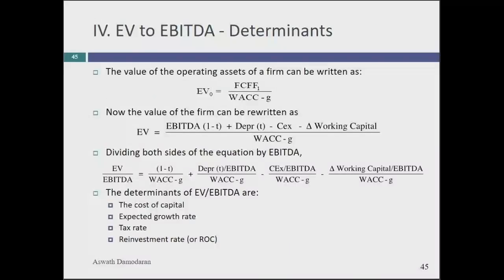While we're on this, we might as well deal with EV to EBITDA. I told you when I introduced EV to EBITDA that this was the fastest growing multiple in use in equity research. 35 years ago, very few people used EV to EBITDA. Today, nearly a third of all equity research is driven by it. There are good reasons and bad reasons for why it's being used. What are some of the good reasons why people have shifted away from PE ratios to EV to EBITDA?